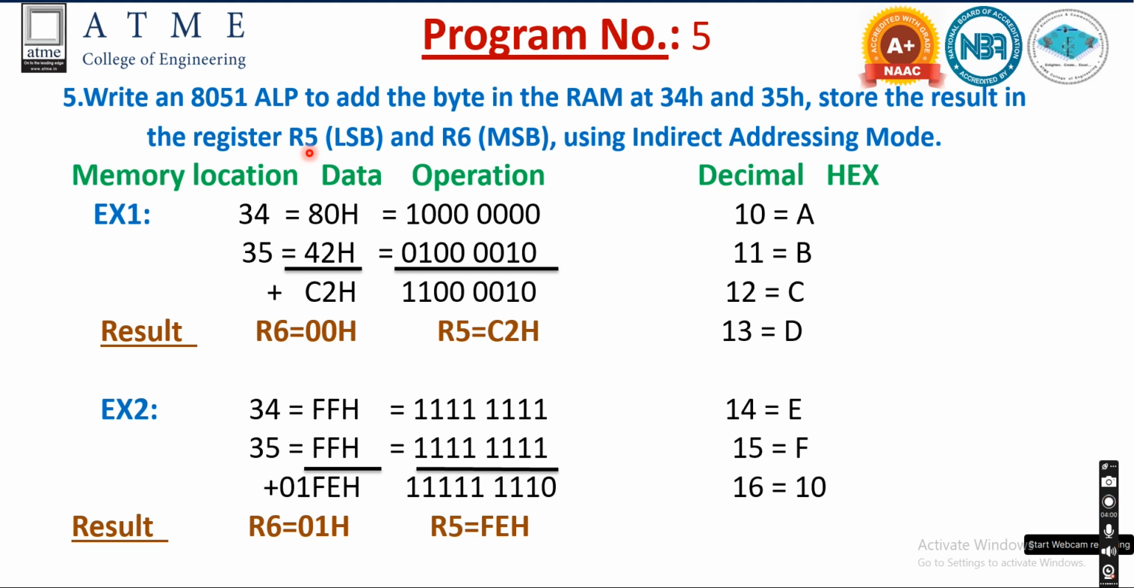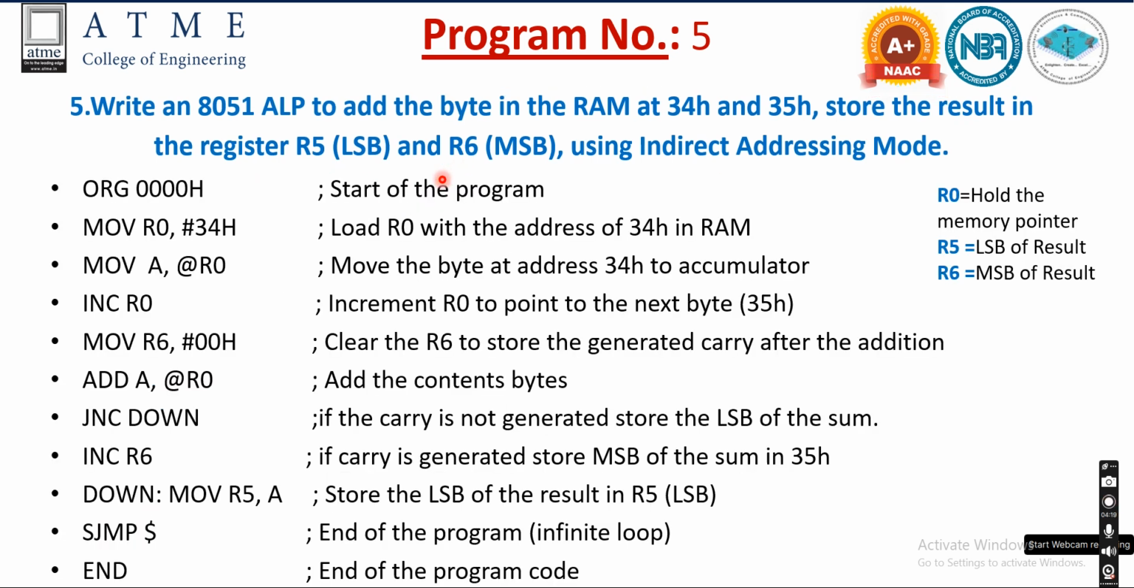So it is not mandatory that you have to store the result in R5 and R6. If they mention it, you can use R5 and R6. Otherwise, you can use registers from R2 to R7. If they have not mentioned any particular register, you can use the other registers also.